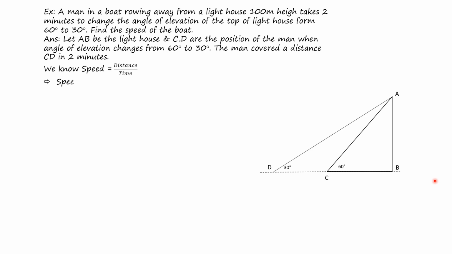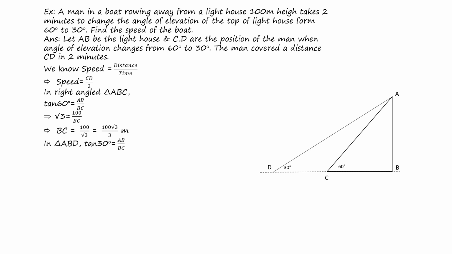We know speed equals distance by time, so speed equals CD by 2, because the distance covered by the man is CD. He came from C to D in 2 minutes. In right angle triangle ABC, tan 60 degree equals AB by BC, or root 3 equals 100 by BC, so BC equals 100 by root 3, which is nothing but 100 root 3 by 3 meter. Again, in triangle ABD, tan 30 degree equals AB by BD, or 1 by root 3 equals 100 by BD, so BD equals 100 root 3 meter.